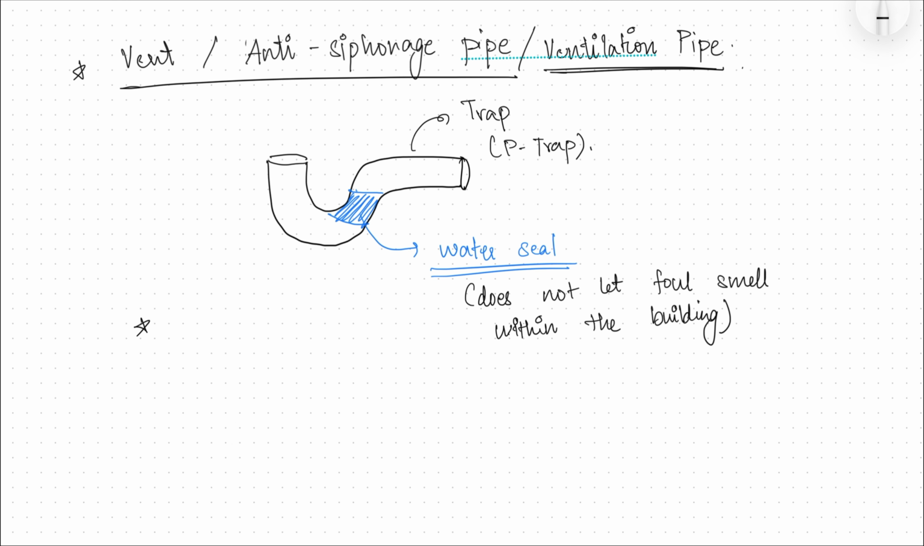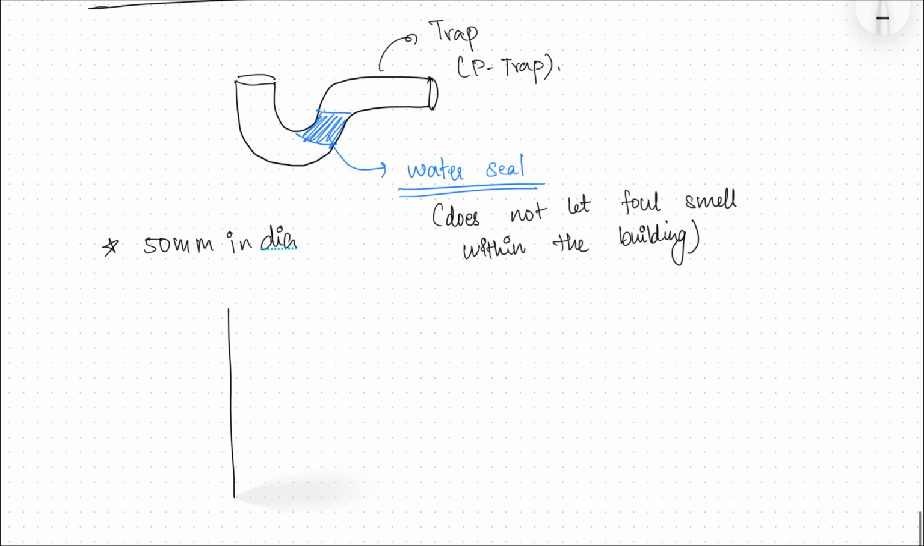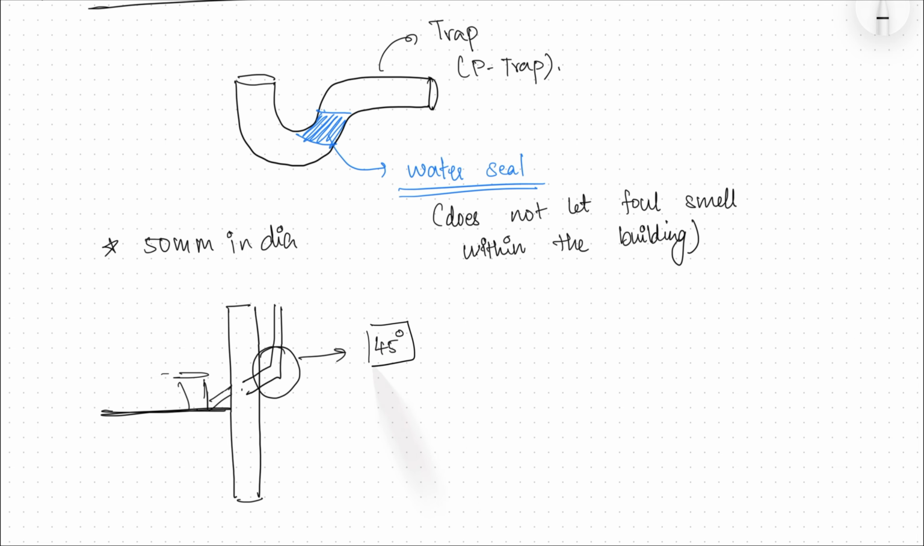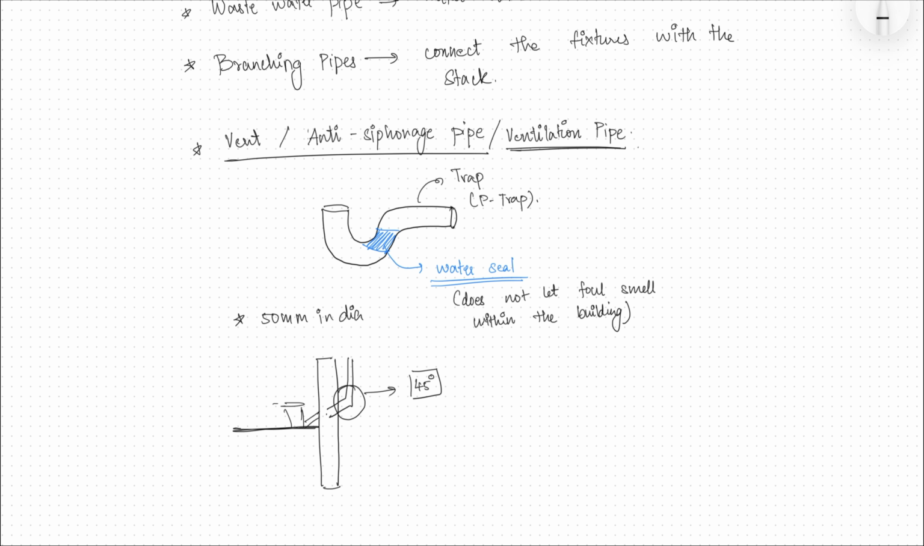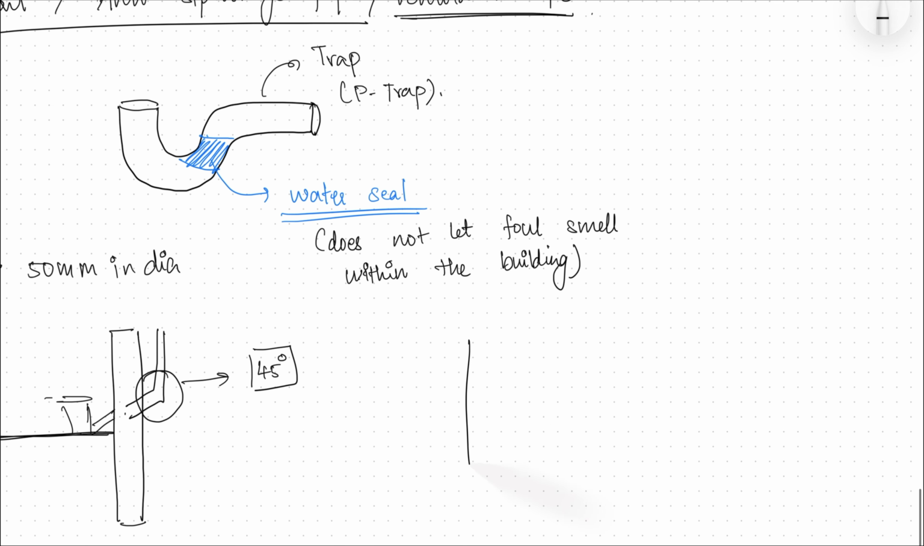It's usually 50 mm in diameter, and if you see the section, and if this is your floor, this is your commode or whatever, it's usually connected at an angle, right? And this angle is usually 45 degrees. So anti-siphonage pipes connect at a 45 degree angle, and it's usually 50 mm in diameter. Okay, so this is your anti-siphonage pipe.